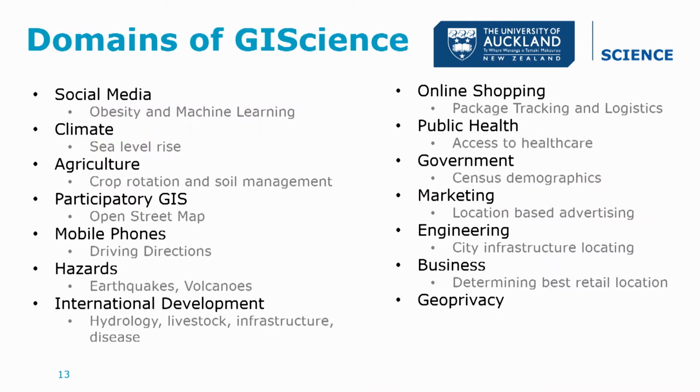So GI science is more than just data about the world or about soil information. It's a multitude of different domains. As I said, there's social media. Look, I'm working on something in obesity using machine learning. We have climate data, agricultural. We have participatory methods that work in different contexts from the global north to the global south. Mobile phone data, hazards, international development, and so many more.